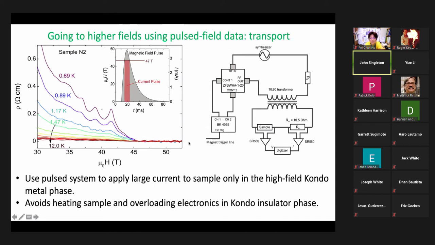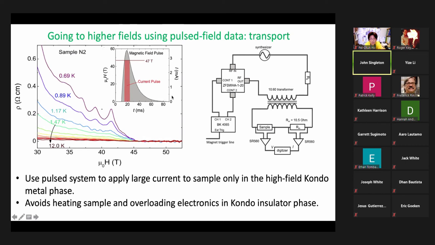the figure. This is triggered by the magnet, and we have a clever function generator that generates a couple of pulses that turns on the current just above 47 Tesla. So here's the field pulse in our pulse magnets. Here's the magnetic field on this left-hand axis.